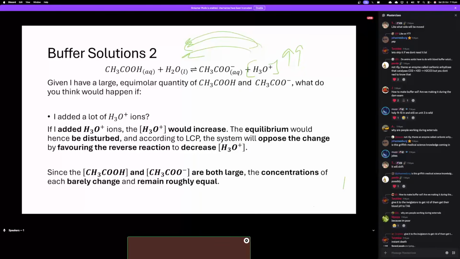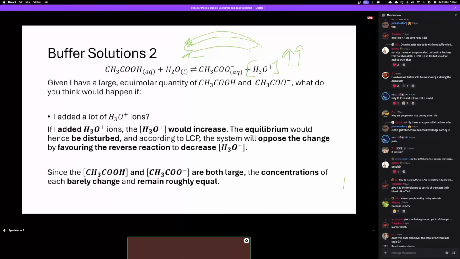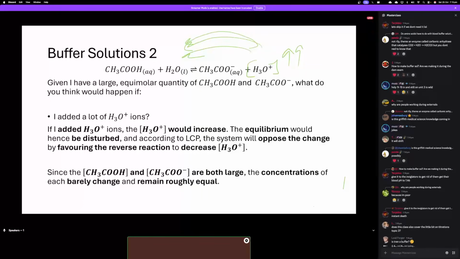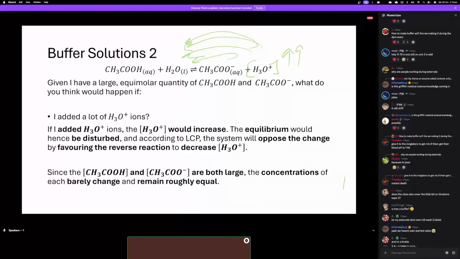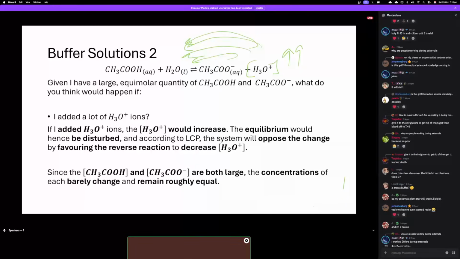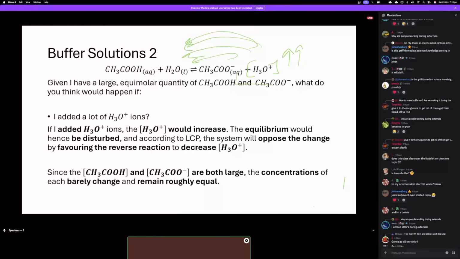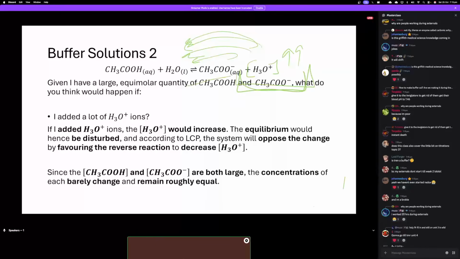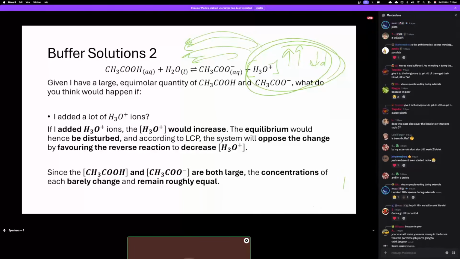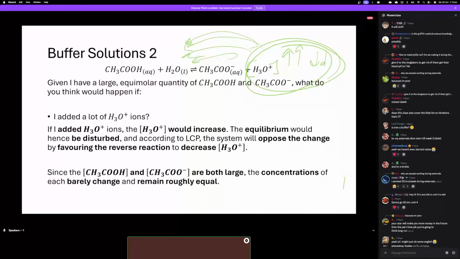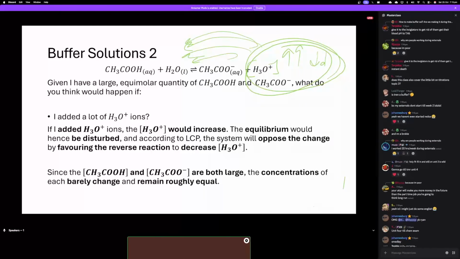But anyway, if we increase the concentration of H3O plus, we will end up favoring the reverse reaction. Yeah, we haven't started redox. And so this is a factor of LCP. LCP says, oh, well, if we increase the concentration of this, we're going to favor the reverse reaction. And so it will decrease. And that way, when we decrease this again, according to LCP, we can minimize this change as much as possible. Hopefully that makes sense.